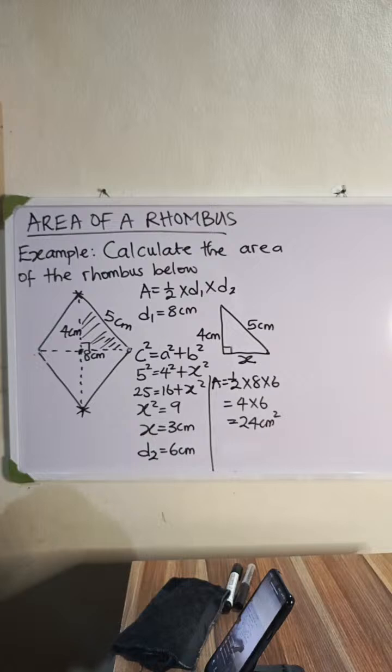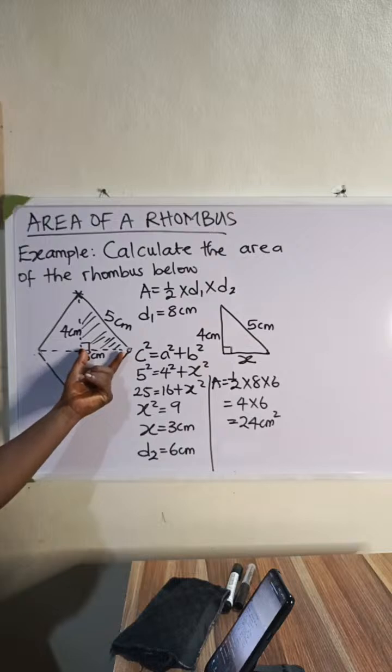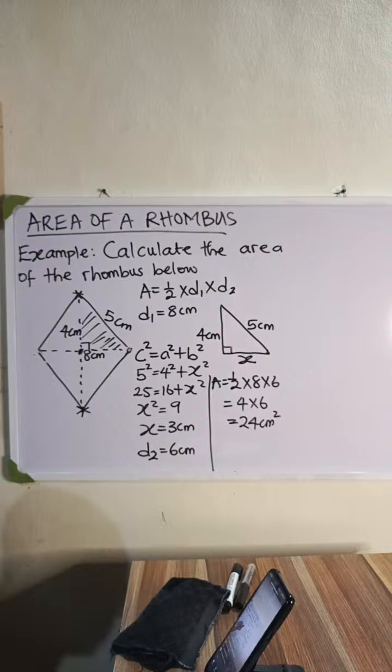Confidence says 7. How is it going to be 7? Remember, from here to here is 6. Sorry, it's 3. So double of it is going to be 6.